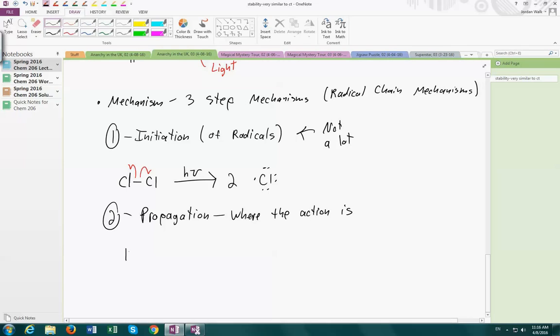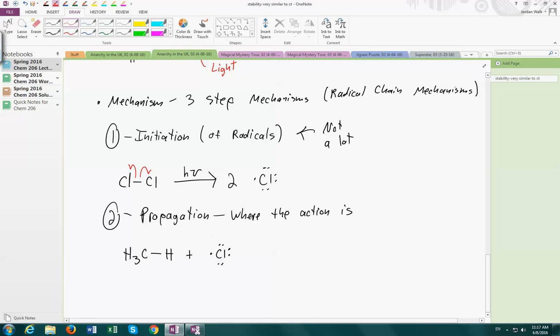All right. So the propagation step. The methane comes in, and now we're going to actually include our organic stuff, and we're going to see some things happening. This is actually a two-step propagation step. We're going to start with methane, and of course we've generated chlorine radicals. What we're going to do is this chlorine radical is going to come in and abstract the proton. And what does that mean?